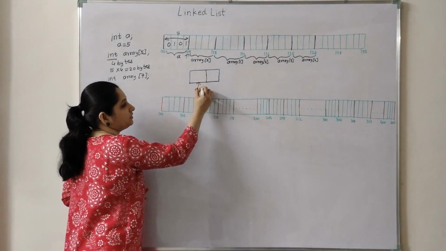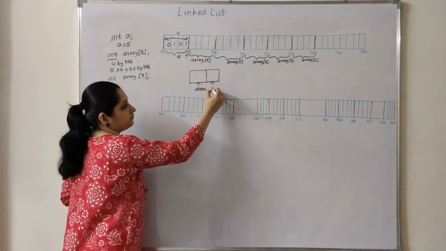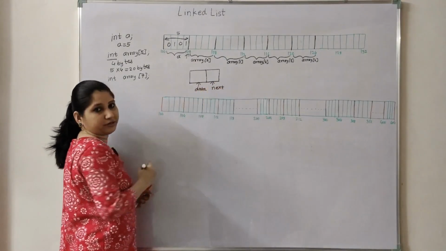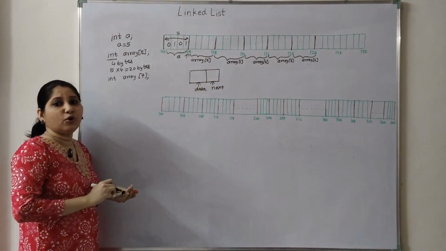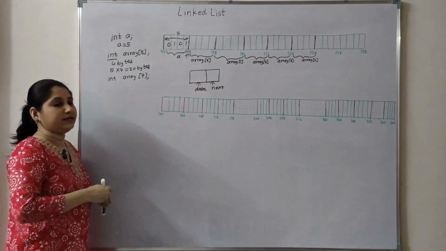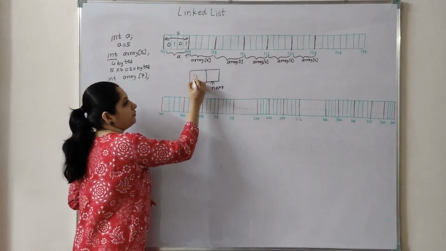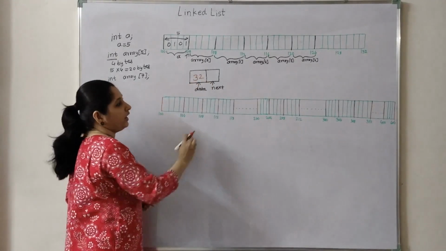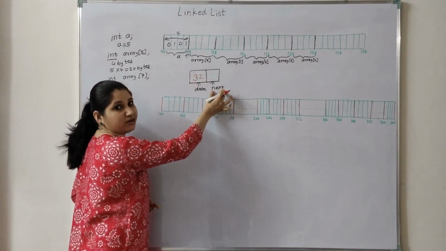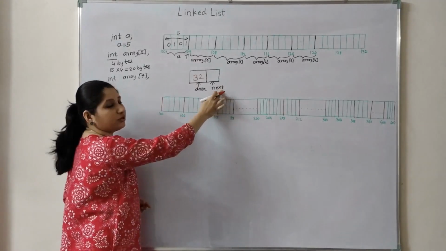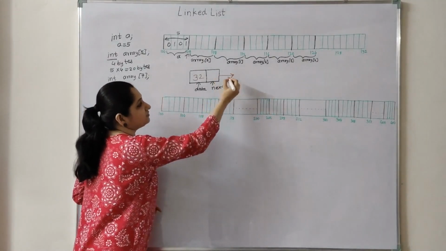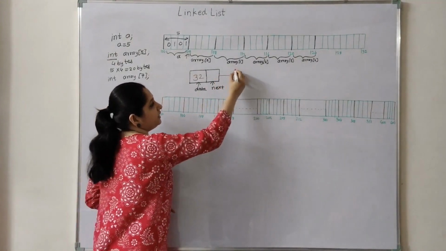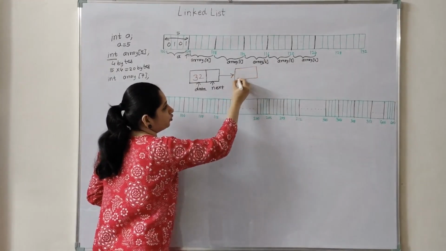The first field is called the data field and the second field is called the next pointer. In the data field, we are maintaining the value of that particular data. Suppose the value of our particular data is 32. And the next pointer, which is called a pointer, will store the address of our next node. That means you are maintaining the link between these two nodes.